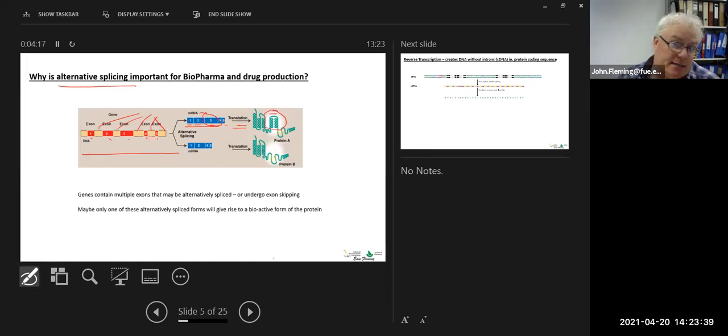In a separate set of cellular conditions, we may get alternative splicing where we exclude exon number 3, and in this case, the translated protein is not going to have that functional domain.